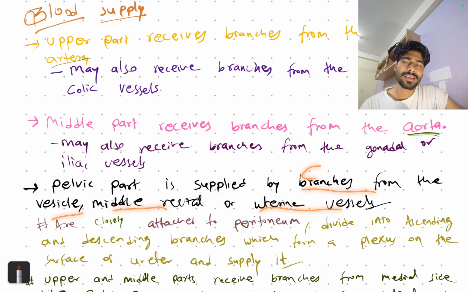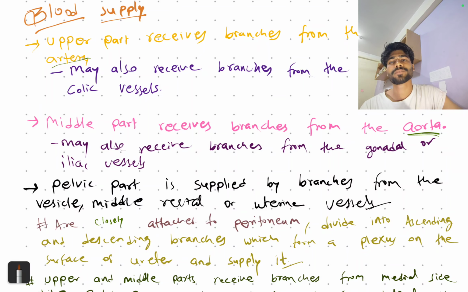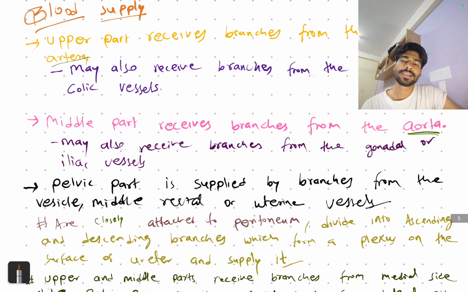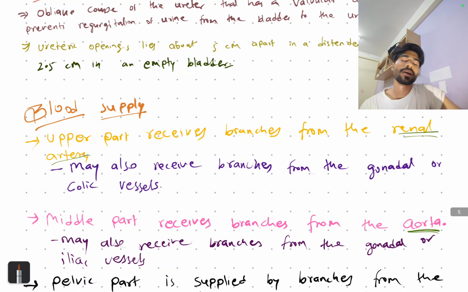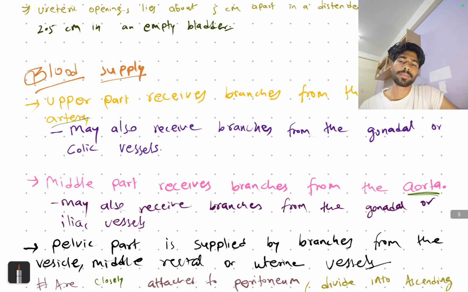So these are the blood supply of the ureter. We have divided the ureter into three regions: the upper part, the middle part, and the pelvic part. In the upper part, the renal artery is the main one. You need to remember this. If you want to remember extra, it also receives branches from the gonadal and colic vessels. But the renal artery is compulsory.